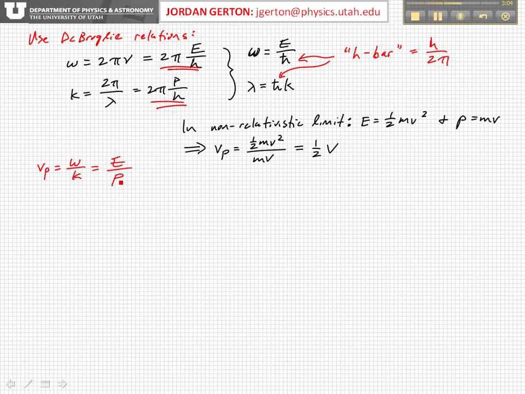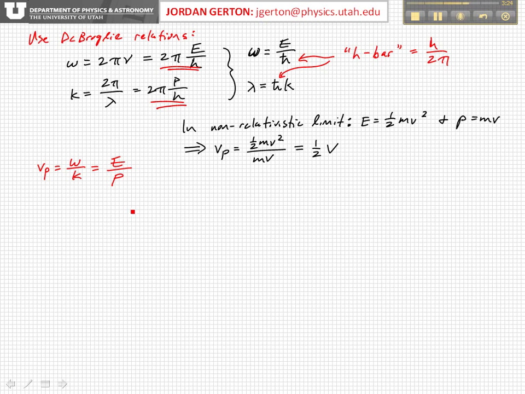Okay, so if we look at this in the non-relativistic limit, where the energy is equal to just the kinetic energy, 1/2 mv squared, and the momentum is equal to mv, then we find that E over p is just equal to 1/2 v, which is the phase velocity.